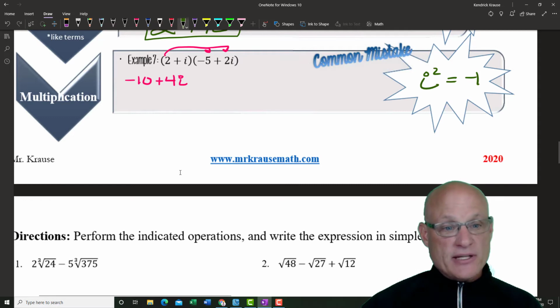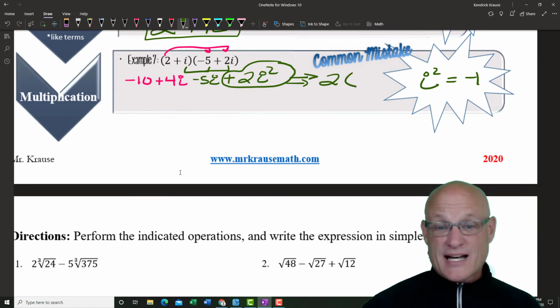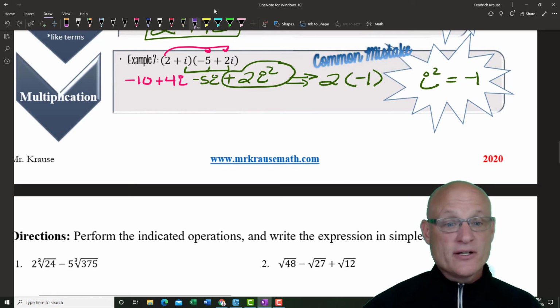Now we're going to distribute the i. So i times negative 5 is negative 5i. And i times 2i is plus 2i squared. And this is where you're going to make the common mistake. This thing right here, you got to remember, is really 2 times negative 1, because i squared is negative 1.